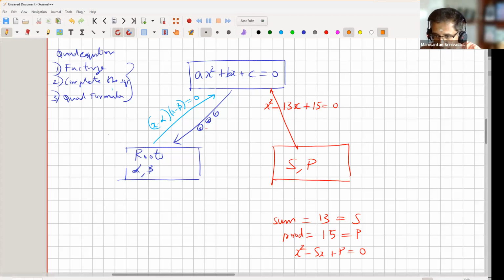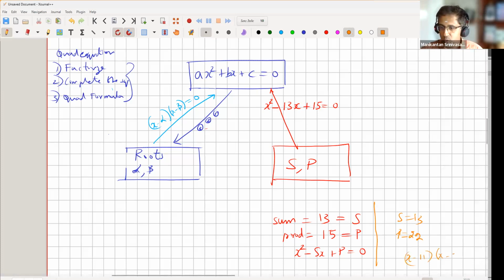So suppose instead I had given sum is 13 and product is, let's say, 22. Then you would have easily guessed the roots are 11 and 2, and then said the equation is x minus 11 into x minus 2, because two numbers that multiply to 22 and add to 13 are 11 and 2, right? But because I gave 13 and 15, you could not guess what the two roots are.